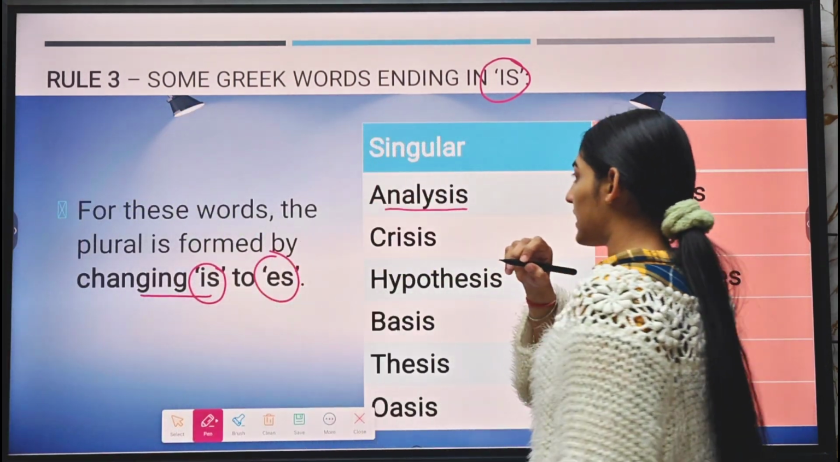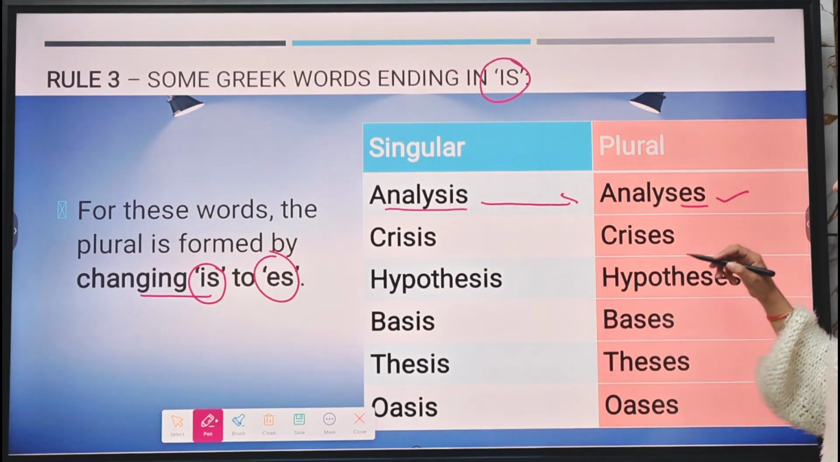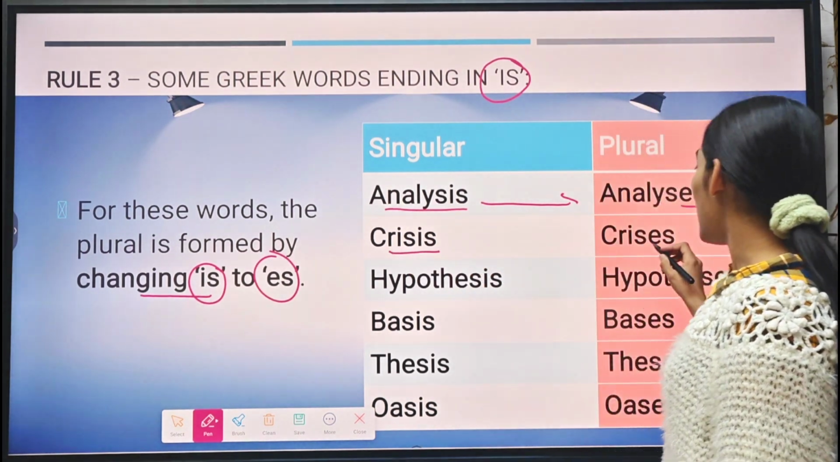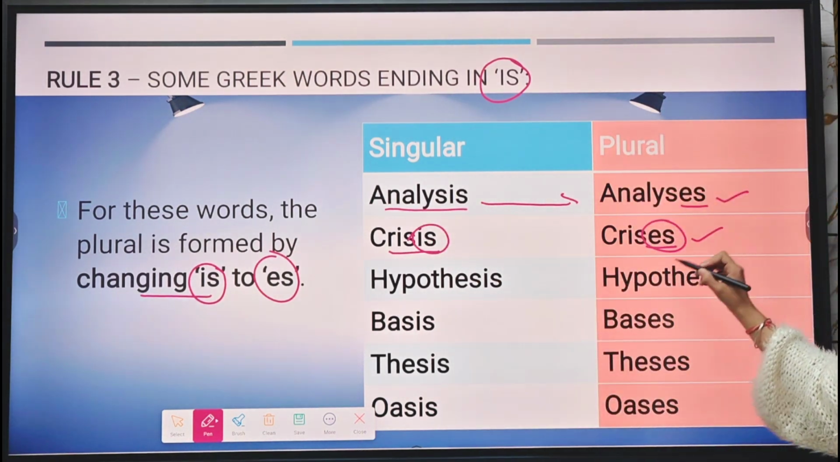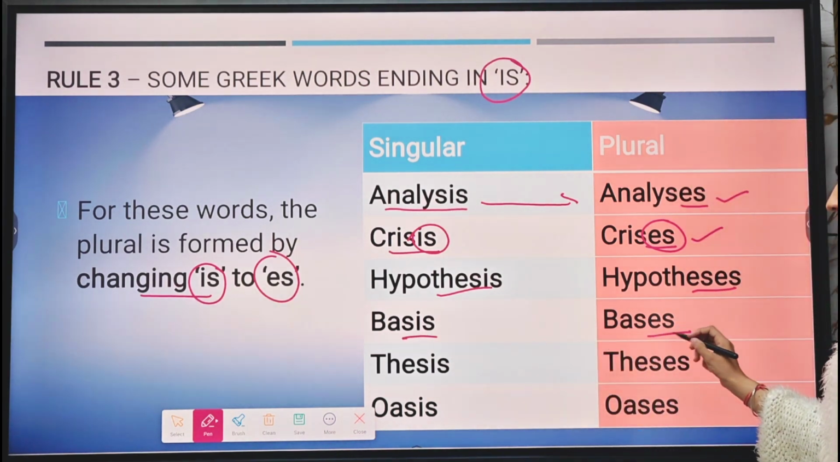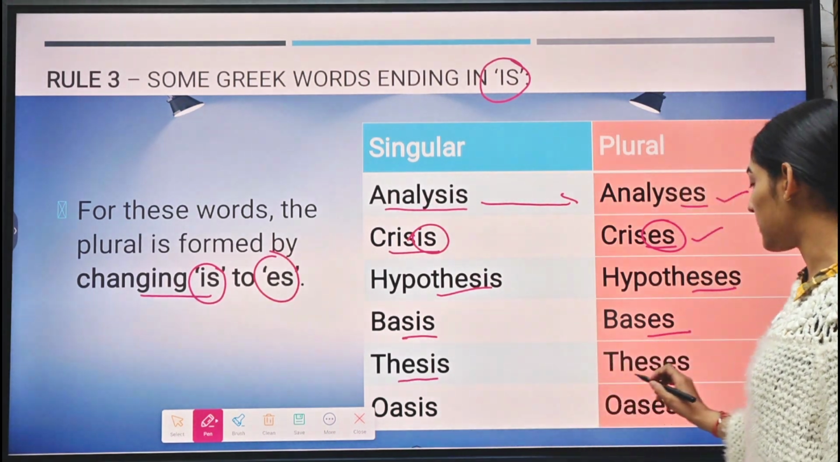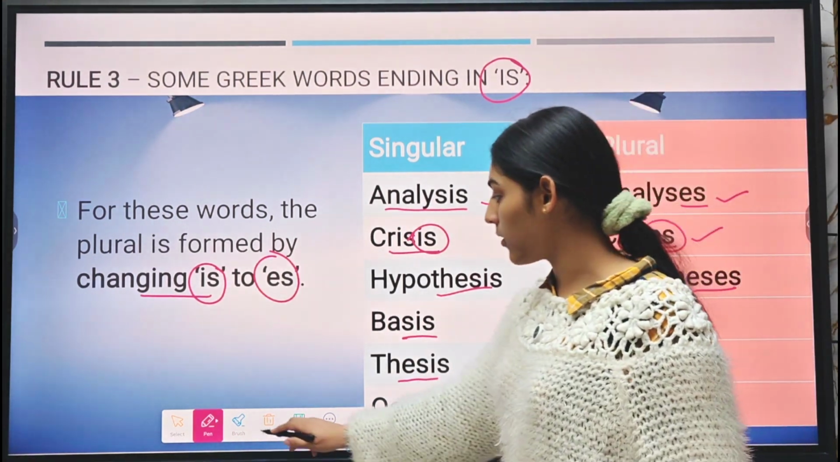Here we have the word analysis, and to make it plural, we will add es to it, then it becomes analyses. Then we have crisis, and to make it plural, we will remove is and add es to it, so it becomes crises. Hypothesis becomes hypotheses. Basis becomes bases. Thesis becomes theses. Then osis becomes oses. All right, the pronunciation is almost the same for them.